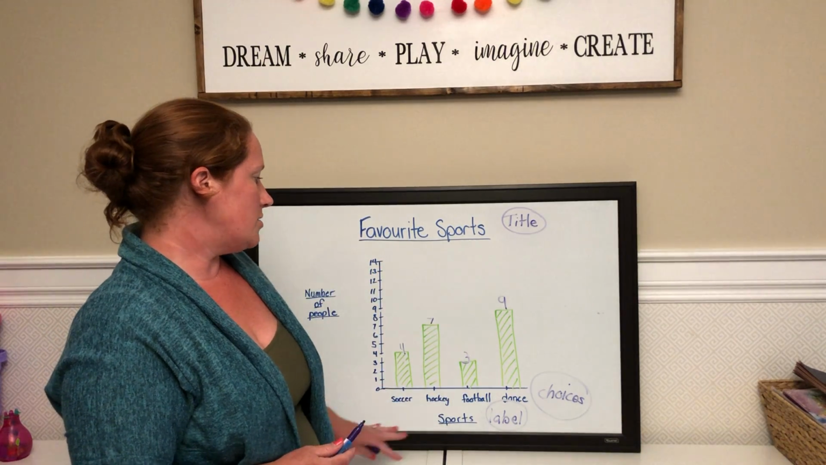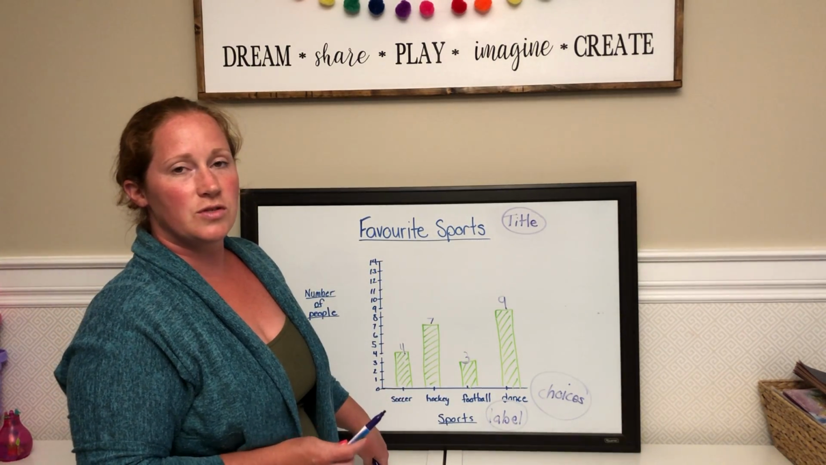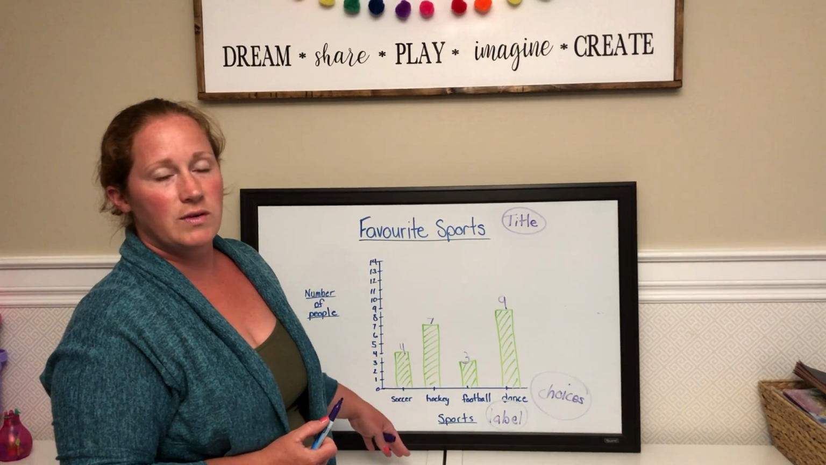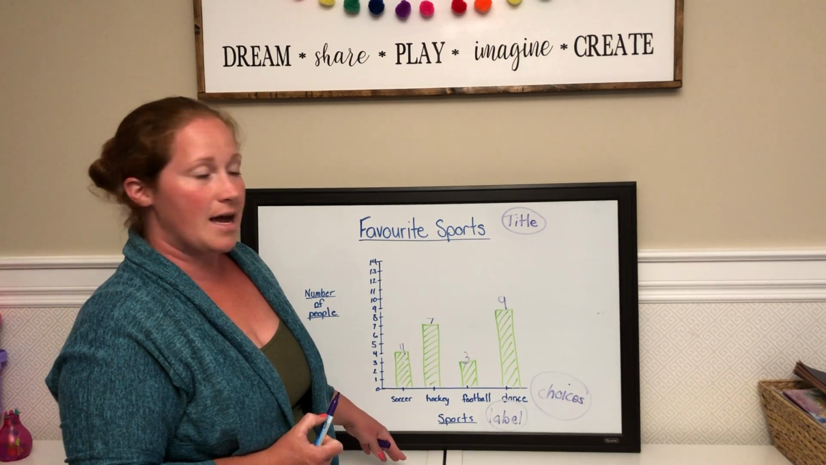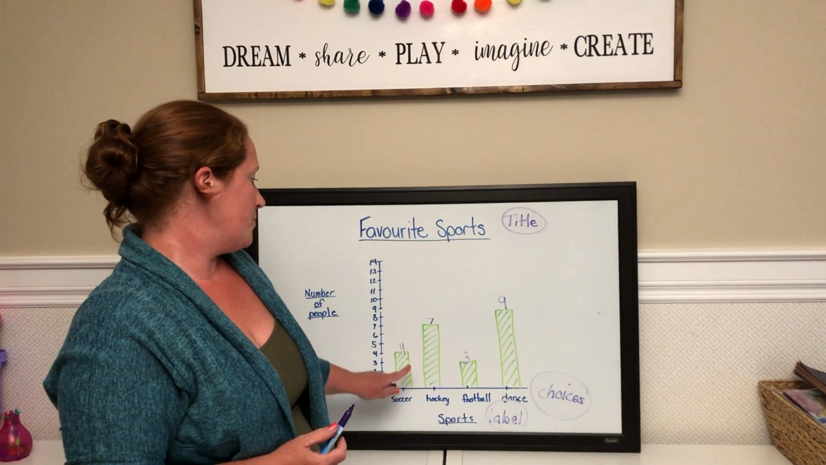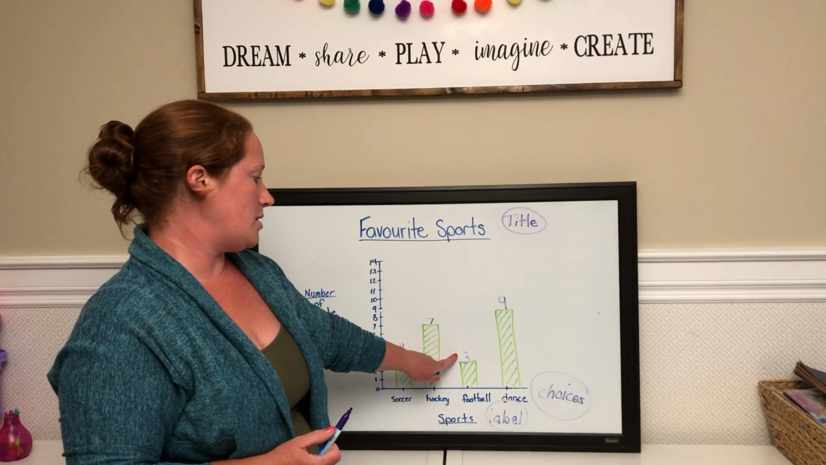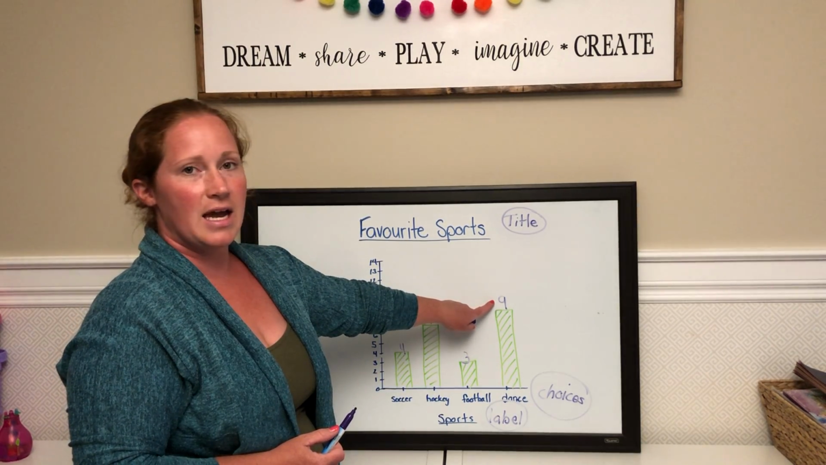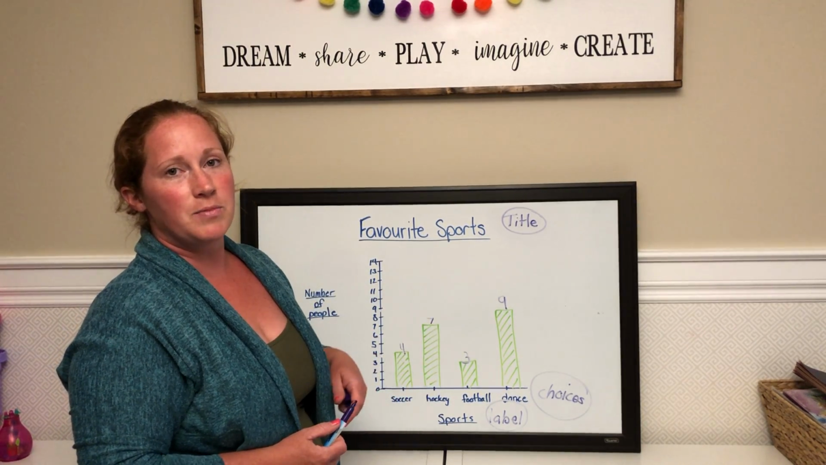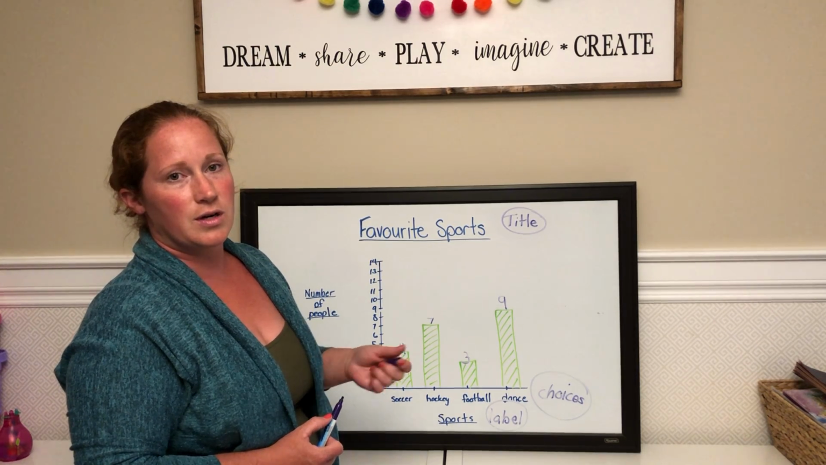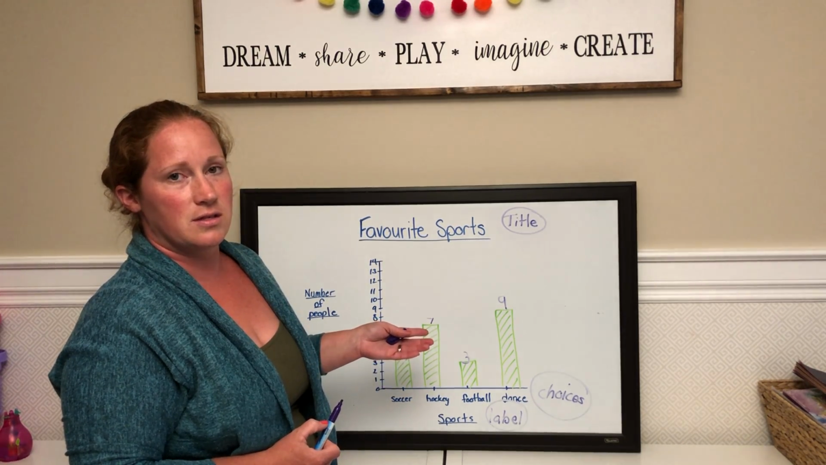This graph also tells us how many people were surveyed altogether. And the way we find that information is by adding up each of the bars. So 4 plus 7 would be 11, plus 3 is 14, plus 9 means 23 people in total were asked this question and answered.